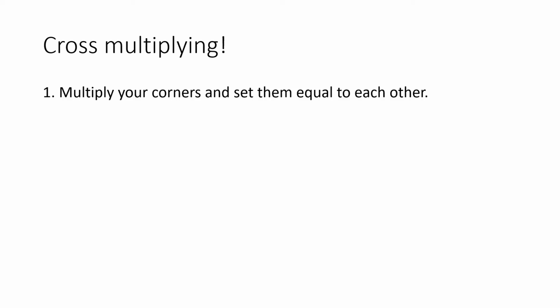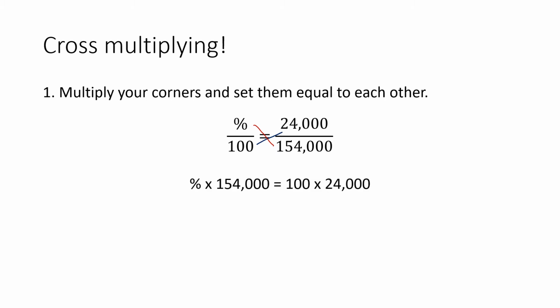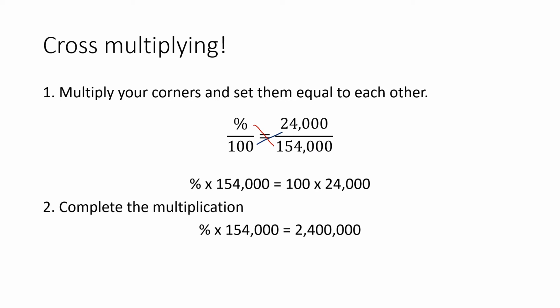Okay, so here is our setup. So let's go over then good cross multiplication technique. So first step is to multiply your corners and set them equal to each other. Hopefully you remember that. So we'll do 100 times 24,000 is equal to 154,000, times our percent, our mystery number. Second step, then finish that multiplication. So we'll do here 100 times 24,000 equals 2,400,000. And we just copied down the second half of the problem.